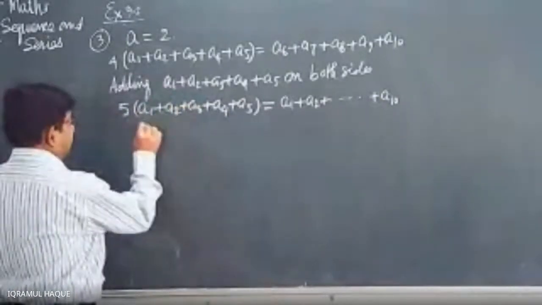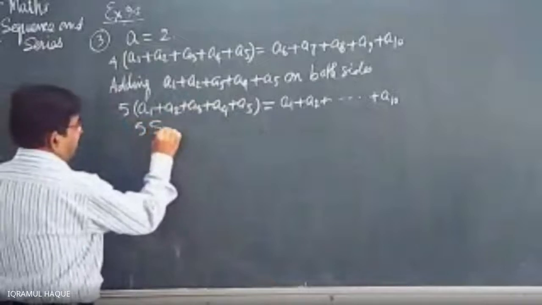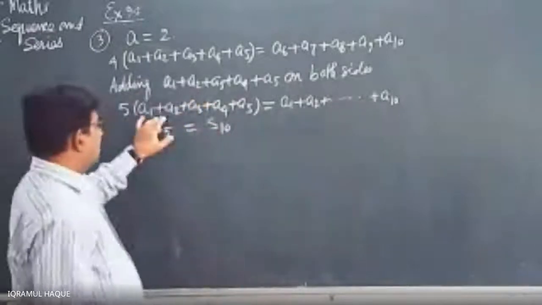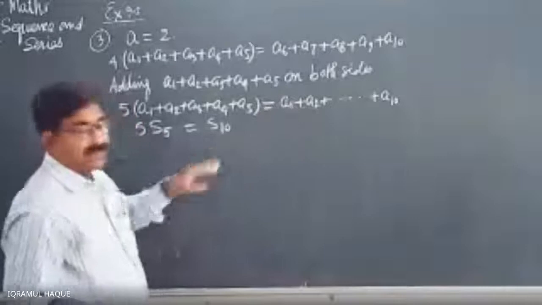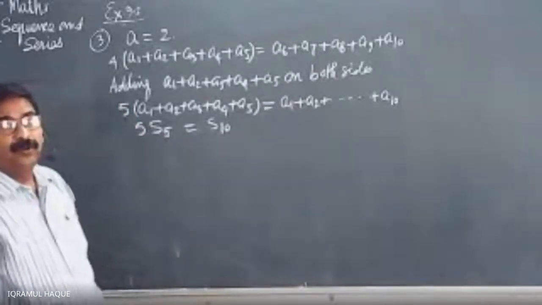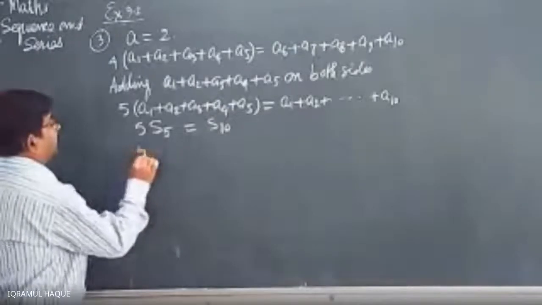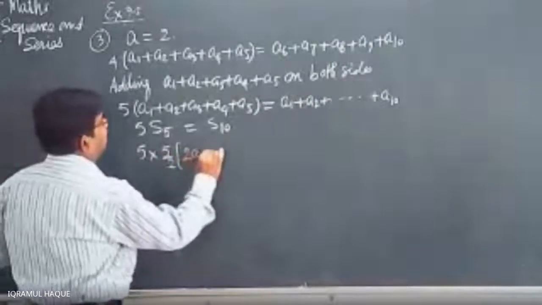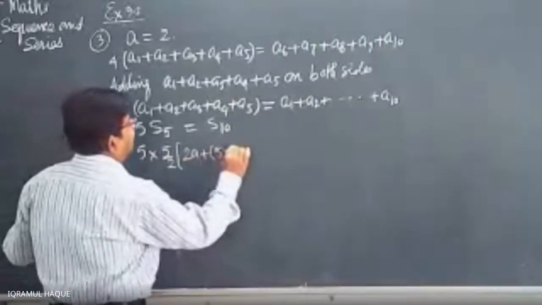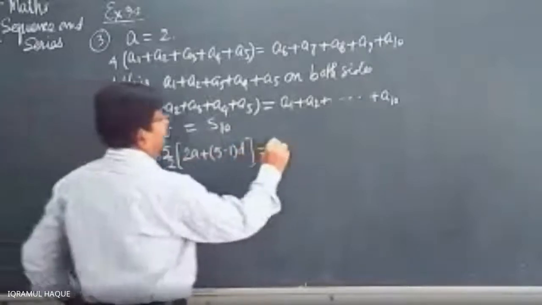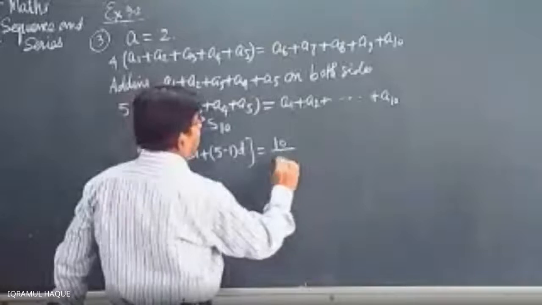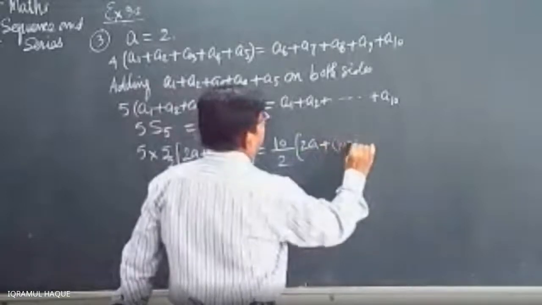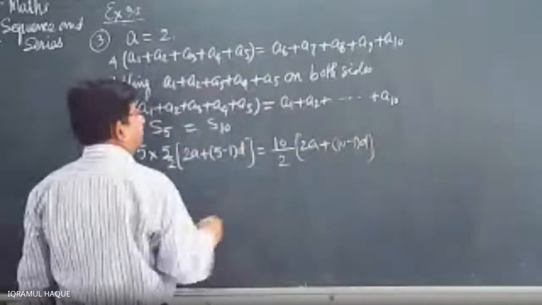So can we write this? See, 5S5 is equal to S10. This is sum of 10 terms. This is sum of 5 terms. So S5, sum of 10 terms, S10. Now apply the formula of 5 terms and 10 terms. See, 5 times of 5 upon 2, 2a plus 5 minus 1 into d. Here, 10 times of 10 upon 2, 2a plus 10 minus 1 into d. See, this 2 and 2 will go.